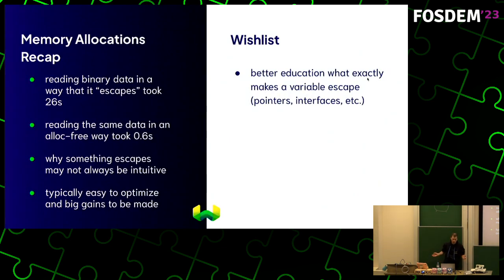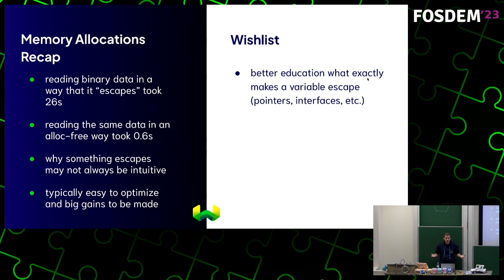Okay, so quickly to recap. If we say a database is nothing but reading data and parsing it to serve it to the user, and we do that over and over again, then we need to take care of memory allocations. And the fix in this case was super simple. We changed 2 lines of code and reduced it from 26 seconds to 600 milliseconds. But why we had to do that wasn't very intuitive. That wasn't very obvious.